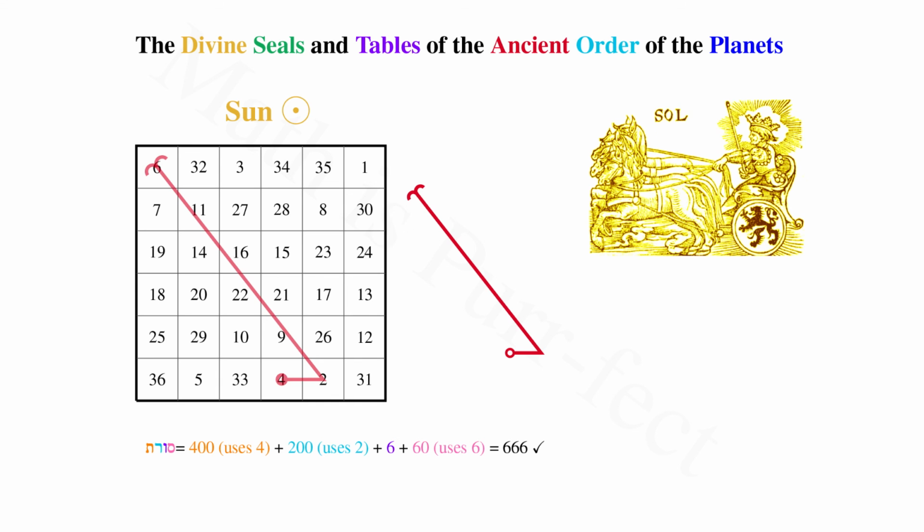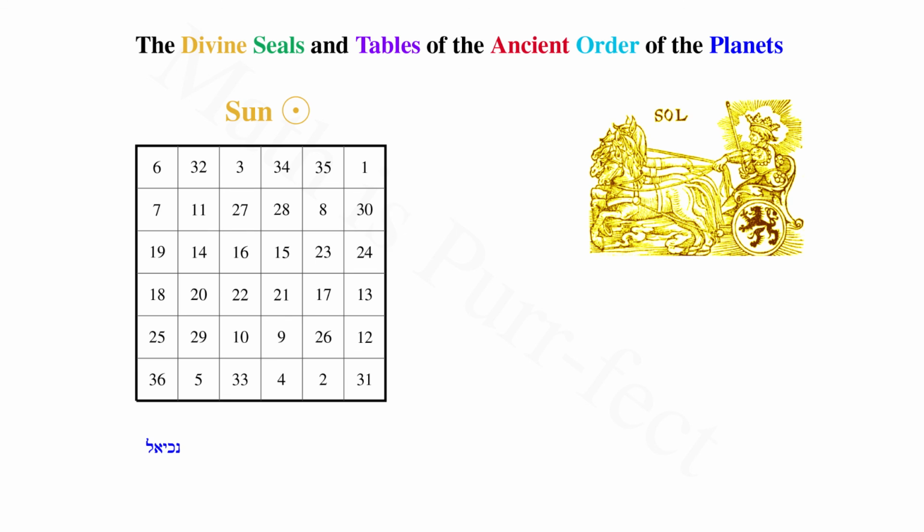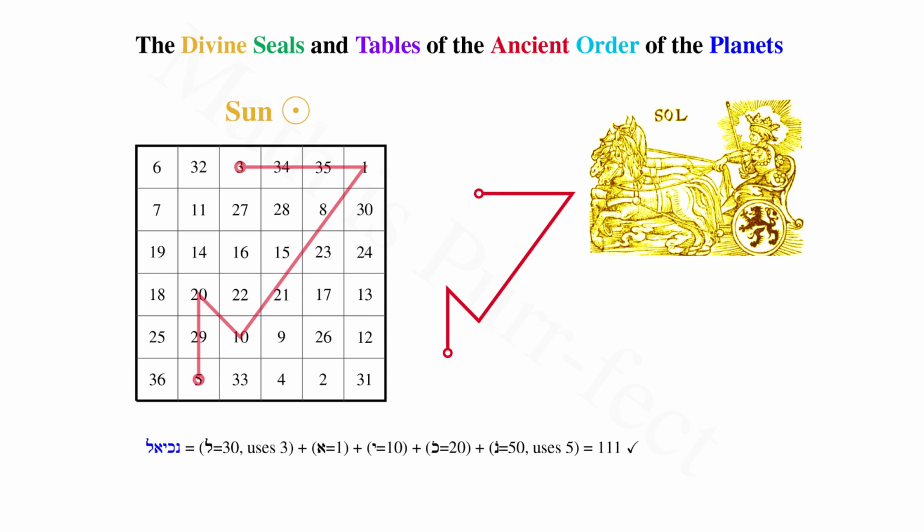So for my next example, let's consider Nakhiel. In English reading direction, we begin with Lamed, but note how we use 3 in its place, even though 30 is displayed on the grid. Next is Aleph with a value of 1, then add that to Yod at 10, Kaf with a value of 20, and finally Nun with a value of 50. So we use 5 as its placeholder. What this yields is a sum of 111, which is the sum of any row, column, or diagonal, and hence a property of the solar magic square. The sigil for the intelligence of the Sun, Nakhiel, is seen here in red.